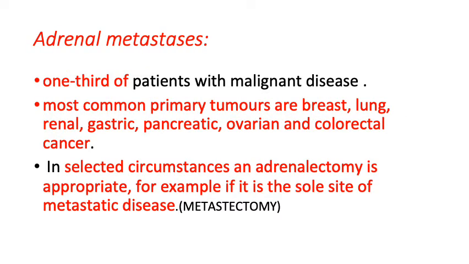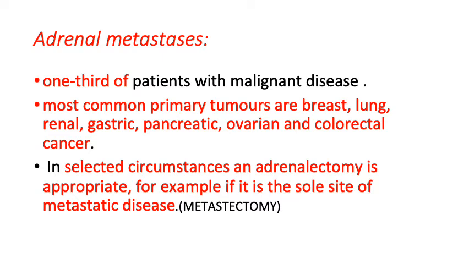Regarding adrenal metastasis, about 1/3 of patients with a malignancy in the adrenal gland have a secondary metastasis from a primary elsewhere in the body. The most common primary tumors are breast, lung, renal, gastric, pancreatic, ovarian, and colorectal cancer. In selected circumstances, an adrenalectomy is appropriate, for example if it is the sole site of metastatic disease. We call this a metastectomy.